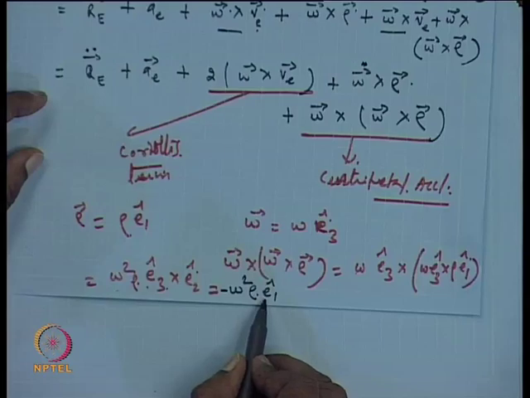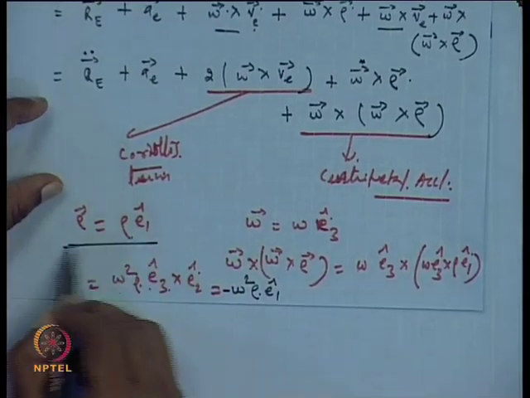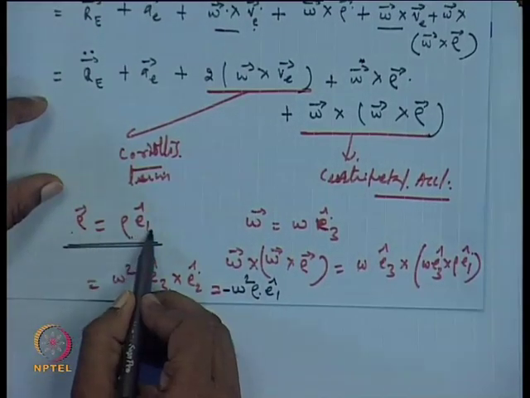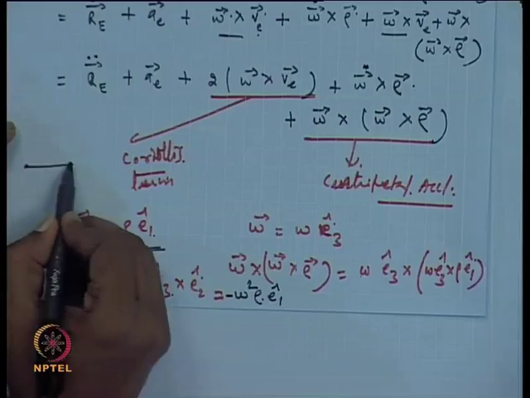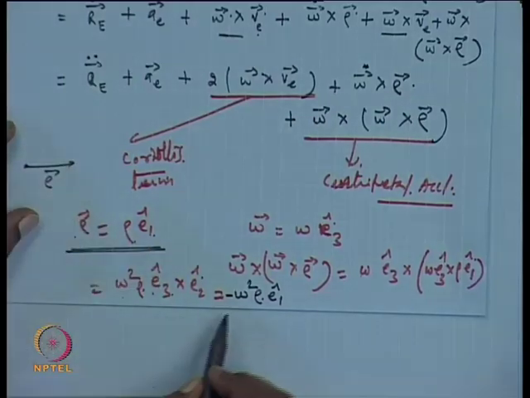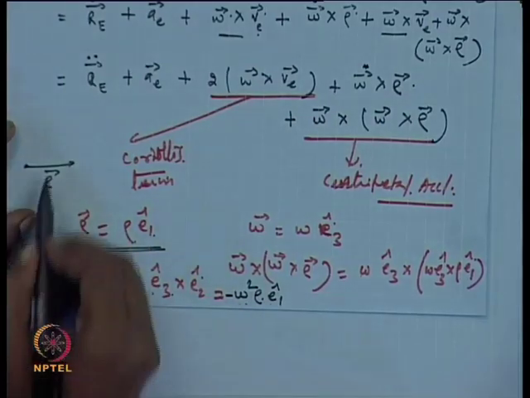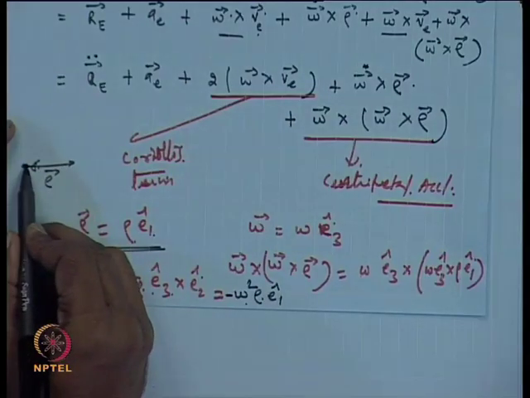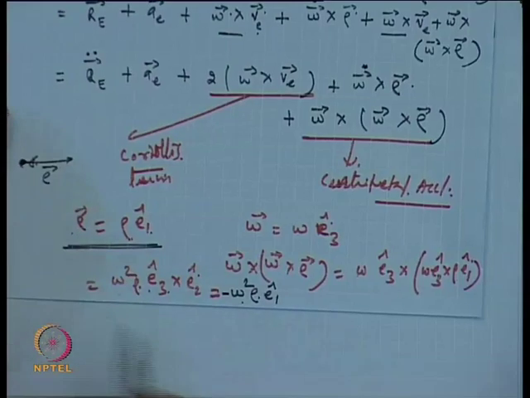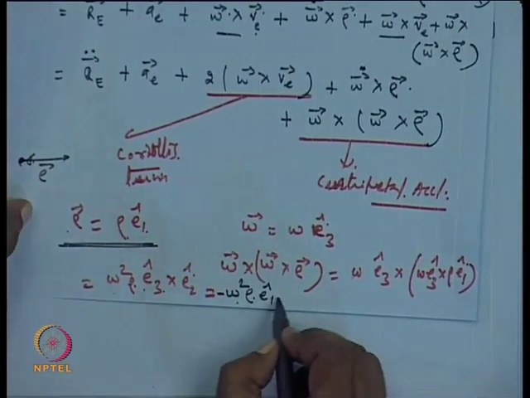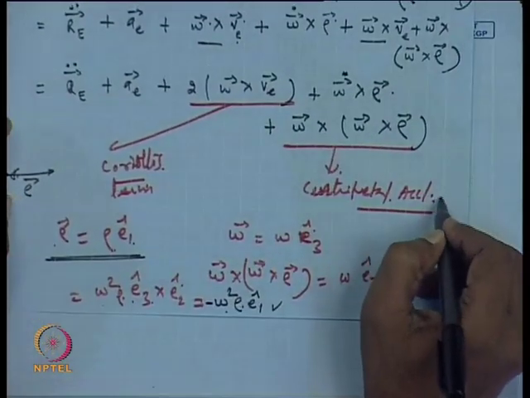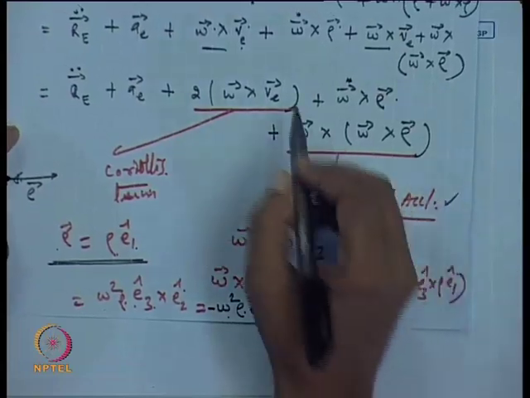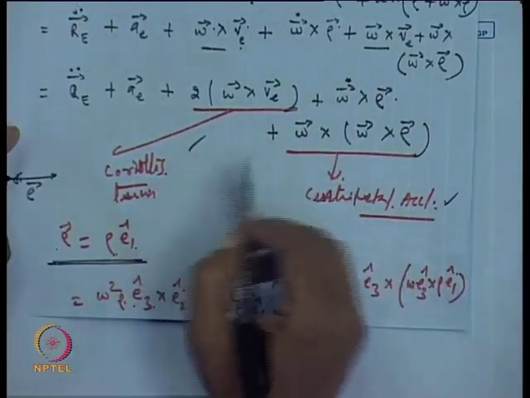So, basically what it shows is that your rho vector is along the E1 direction, you have taken it from here. So, this indicates that this acceleration is directed opposite to the rho vector, that is directed toward the center of the point about which the rotation is taking place. So, this is basically your centripetal acceleration in the inertial reference frame, and this is the Coriolis force that we call.